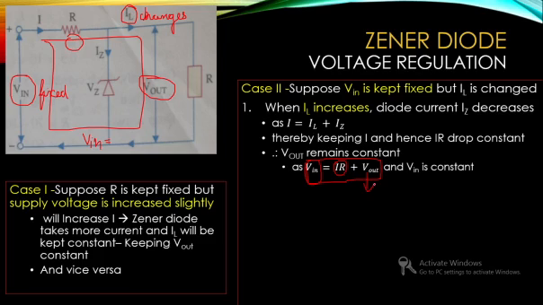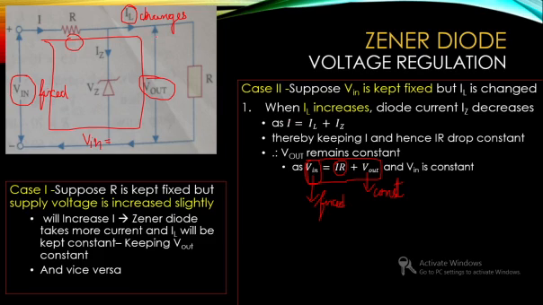So what we are going to do is keep V out constant here. So how do you make V out constant? Because we already have V in as a fixed quantity, the only way to keep it constant is by keeping the IR constant. Only by making IR constant can we keep the V out constant. So how do we do that?